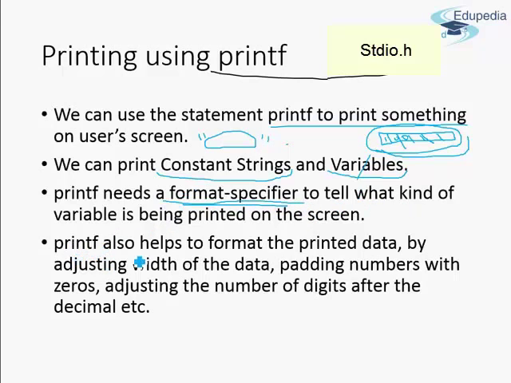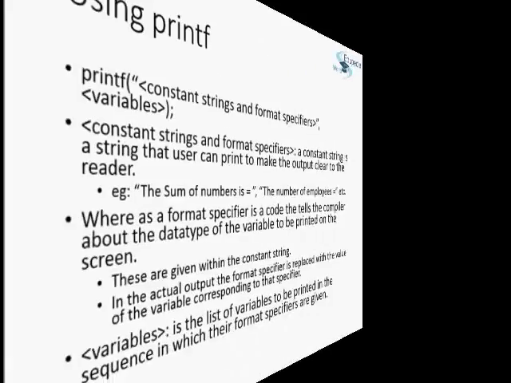printf also helps to format the printed data by adjusting the width of the data, by padding the numbers with zeros or some other character, or by adjusting the number of digits that are displayed after the decimal. So for floating point numbers you can adjust the precision, that is, how many digits should be there after the decimal.